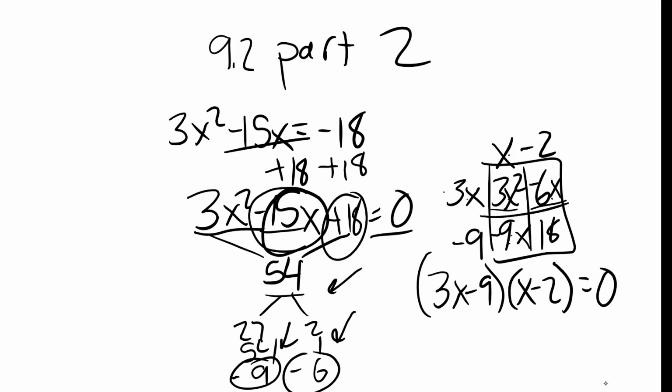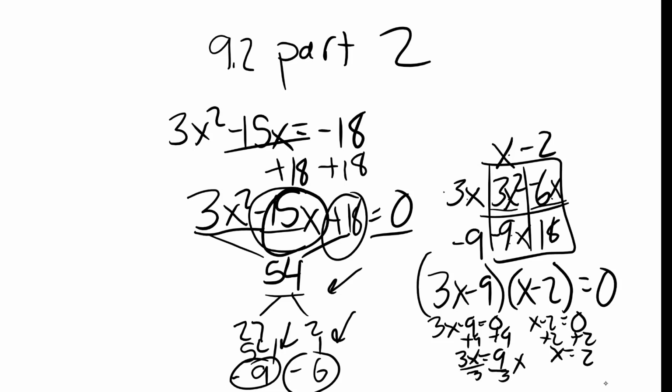All of this is just to factor this. Now all we do is figure out what each parenthesis gives us. So 3x minus 9 equals 0, solve that. And x minus 2 equals 0, solve that. We add 2 to both sides, and we get x equals 2. And we add 9 to both sides, and we divide by 3. And then we get x equals 3. And x equals 3 and x equals 2 are our two answers to that question. So a little more work than before, mostly because the factoring's a little harder.